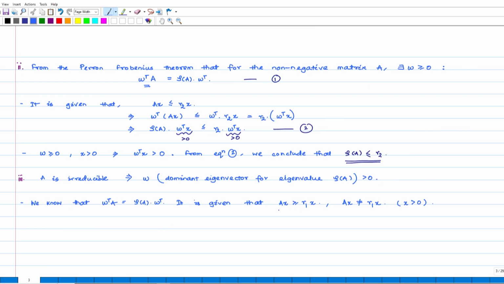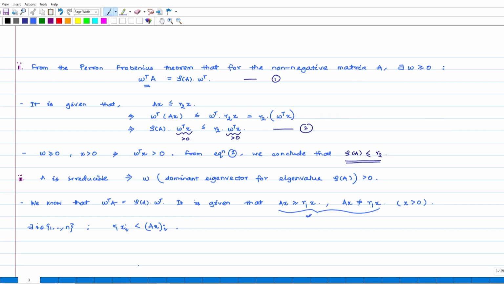Before that, let us notice one more thing. We know that Ax is greater than or equal to R1x, and additionally Ax is not equal to R1x, meaning there exists at least one i belonging to 1 to n such that R1 times xi is strictly less than the ith component of this vector. So, it follows straightforwardly from this condition.